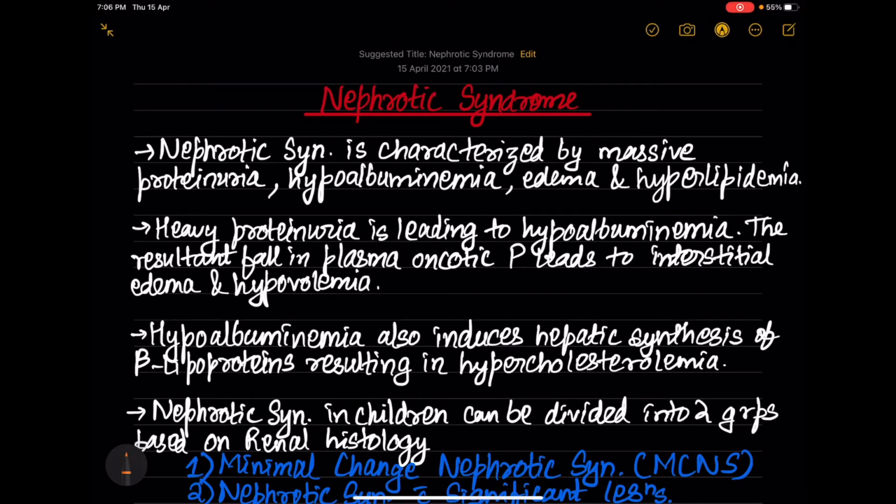Heavy proteinuria is leading to hypoalbuminemia. The resultant fall in plasma oncotic pressure leads to interstitial edema and hypovolemia, which we see in nephrotic syndrome. Hypoalbuminemia also induces hepatic synthesis of beta lipoproteins, which results in hypercholesterolemia, seen in nephrotic syndrome.